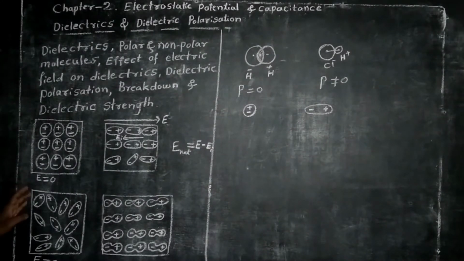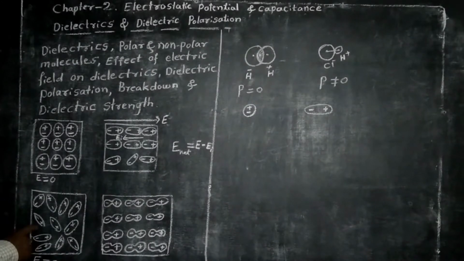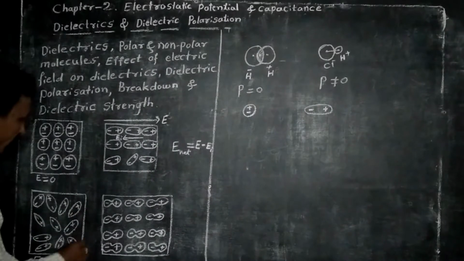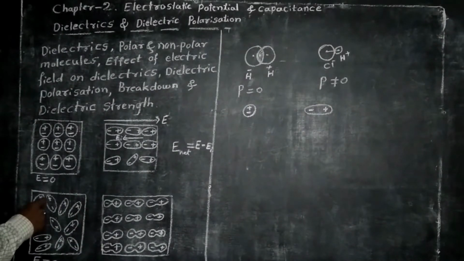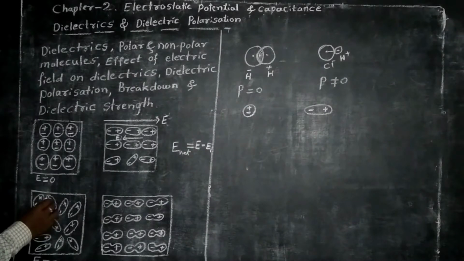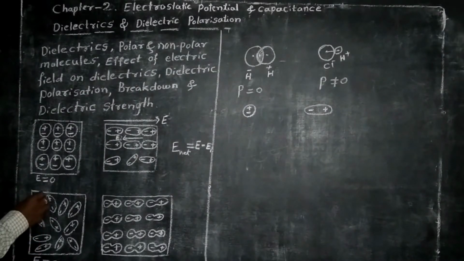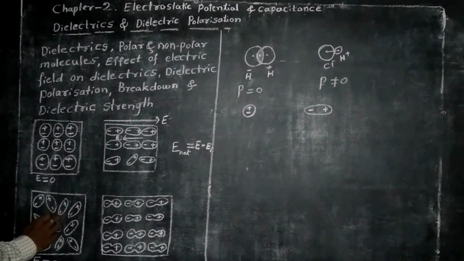Now, if a polar dielectric slab is placed, consider a polar dielectric slab. It consists of polar molecules. The dipole moment of each polar molecule is not equal to 0. But the net dipole moment of all the polar molecules is equal to 0 due to their random orientation.